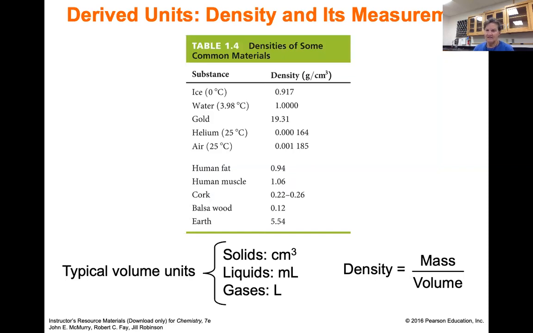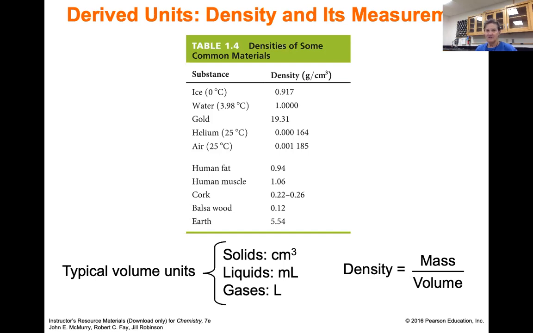Density, as I said, in the lower right-hand corner, is mass per volume. So it would be kilograms per meters cubed if we're in SI units. More commonly, you'll find it in tables like this table in the middle, in grams per cubic centimeter. This just gives you some idea of the relative value of density.